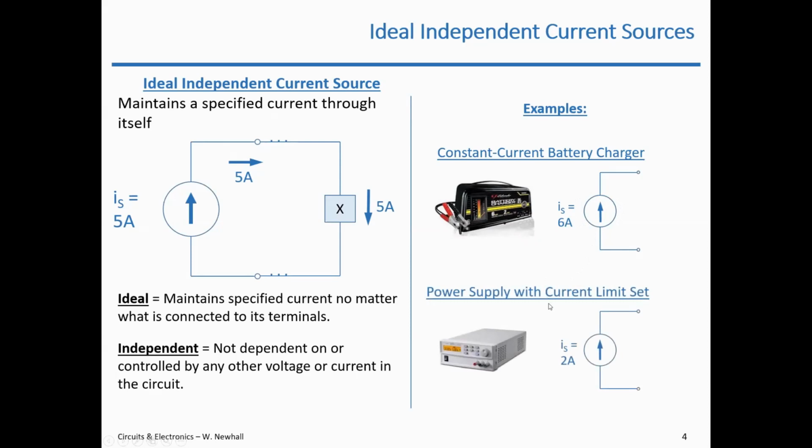Another good example, if you wanted to use some lab equipment on a lab bench, is a power supply. Most modern power supplies have a current limit. So you could set the current limit to 2 amps and short the terminals together, and 2 amps would flow. Then you could start increasing the resistance, and as long as the power supply can maintain a high enough voltage, because that will change, 2 amps is maintained. So when you think ideal independent current source, think constant, or rather a specified, current flowing through itself.